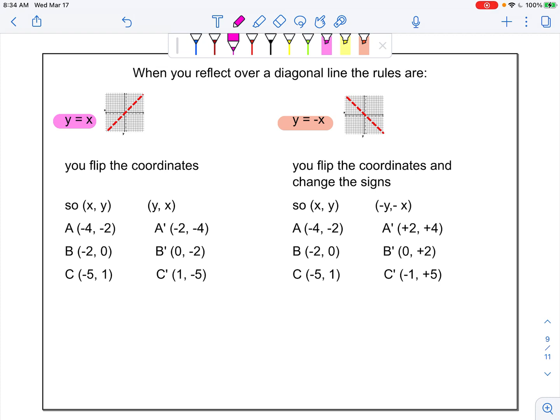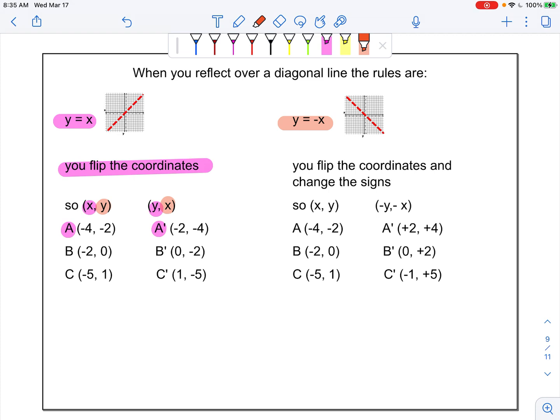For y equals x, you're just going to flip the coordinates. So in other words, if A is negative 4, negative 2, A prime is negative 2, negative 4. So you just take them and flip them. You don't change the sign on them, you just change their location. So x becomes y, and y becomes x.